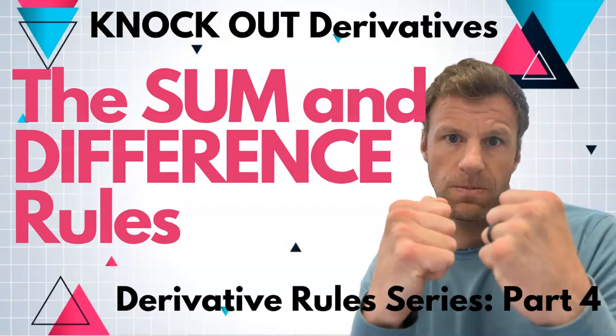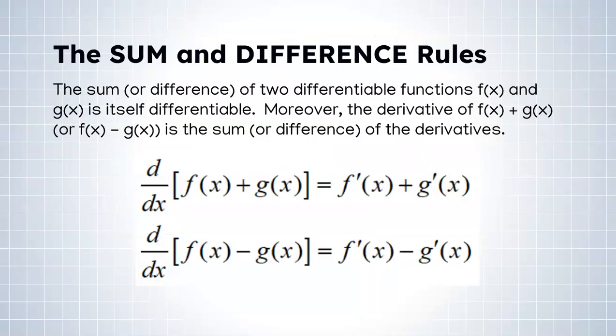Let's jump right into the sum and difference rules. So the sum and difference rules for derivatives are actually really simple. The sum or difference of two differentiable functions, f of x and g of x, is itself differentiable. Moreover, the derivative of f of x plus g of x, or f of x minus g of x, is the sum or difference of the derivatives.